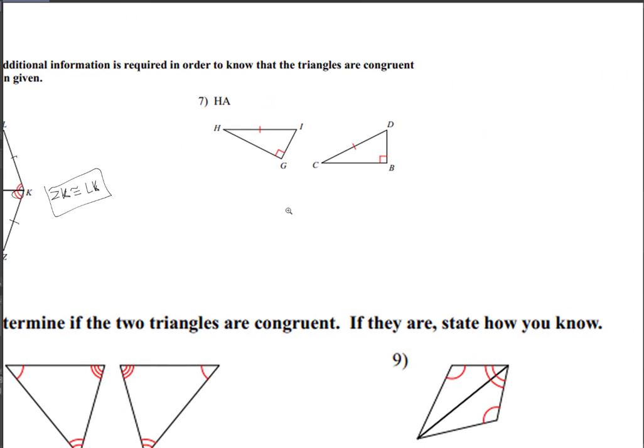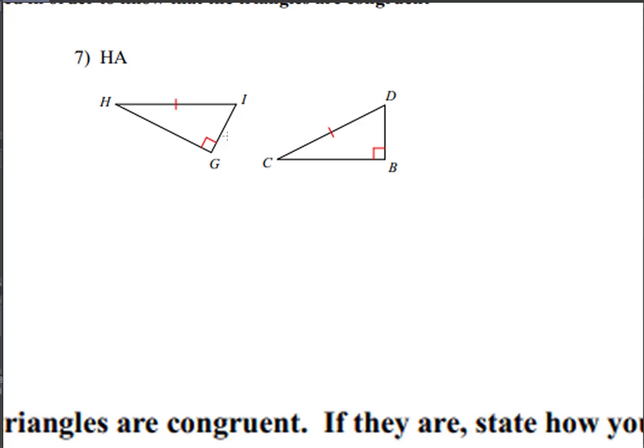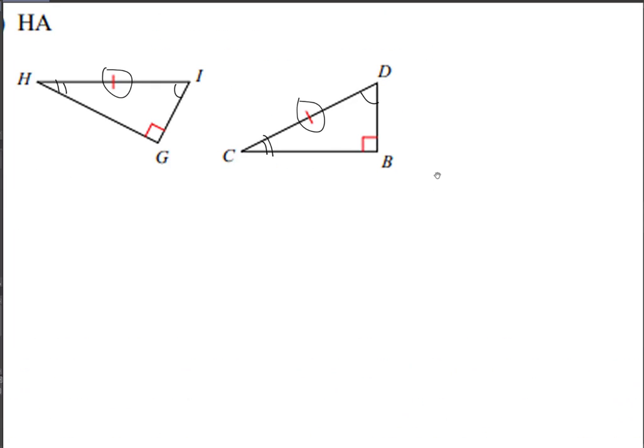All right, let's go ahead and do hypotenuse angle. So hypotenuse angle, if you think about it, remember, what you're doing really is angle, angle, side. So I need one of these angles to match one of these angles here, okay? So I do have my side, which is my hypotenuse, right? And I need an angle, just one of these. I either need to prove that angle I is congruent to angle D, or I need to prove that angle H is congruent to angle C. Either one of those would suffice, okay?